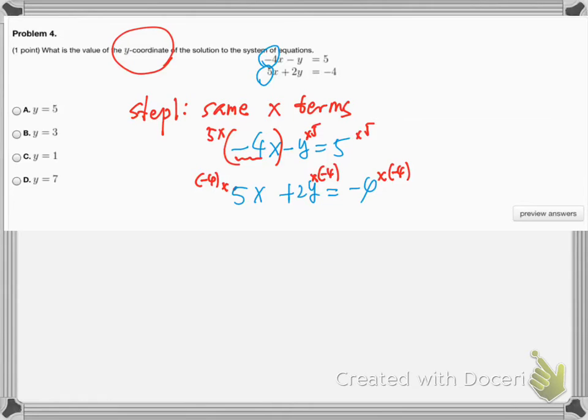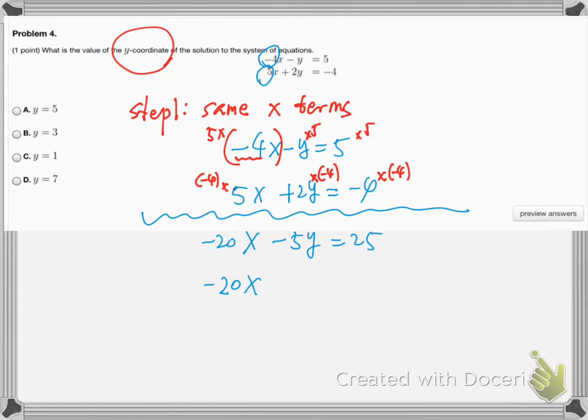So the first equation: 5 times -4, -20x. -y times 5, -5y. 5 times 5, 25. The second equation: 5 times -4, -20x. 2 times -4, -8y is -4 times -4, 16. So that's step one. After step one, you see we got exactly the same x term. So it's kind of reverse multiplication: 5 times 4 and 4 times -5. So step two is a subtraction.